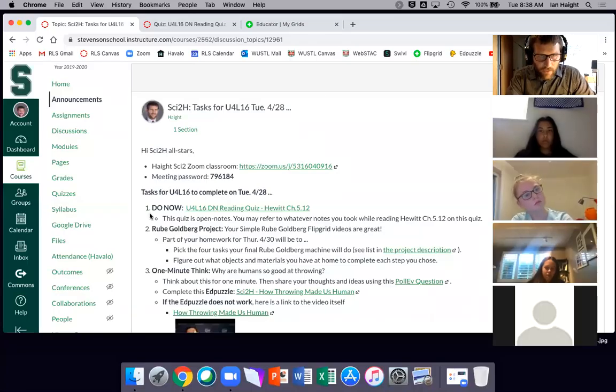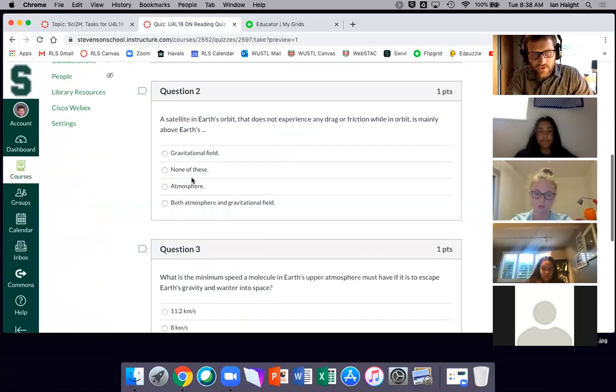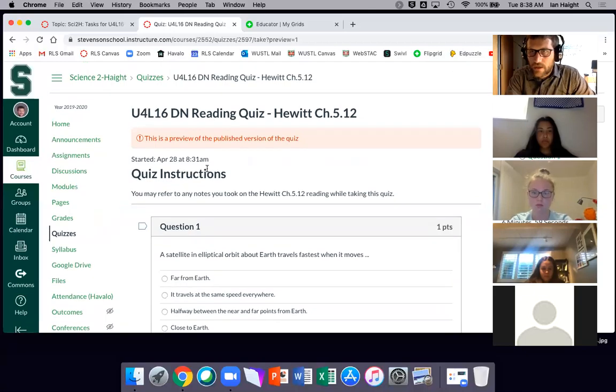The do now is step number one. It's a link to a Canvas quiz. It's just 4 questions. Looks like this. They're all multiple choice. This is open notes, so feel free to refer to notes that you took from the reading or anything else you might have written down. And I'll give us about 8 minutes to complete this.